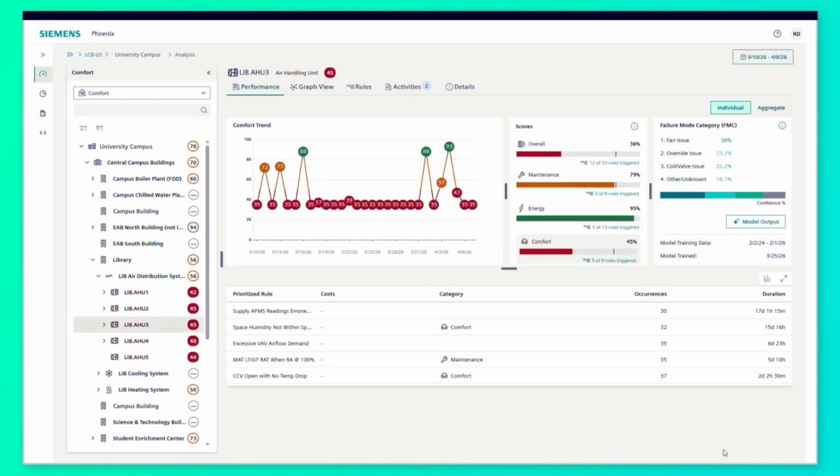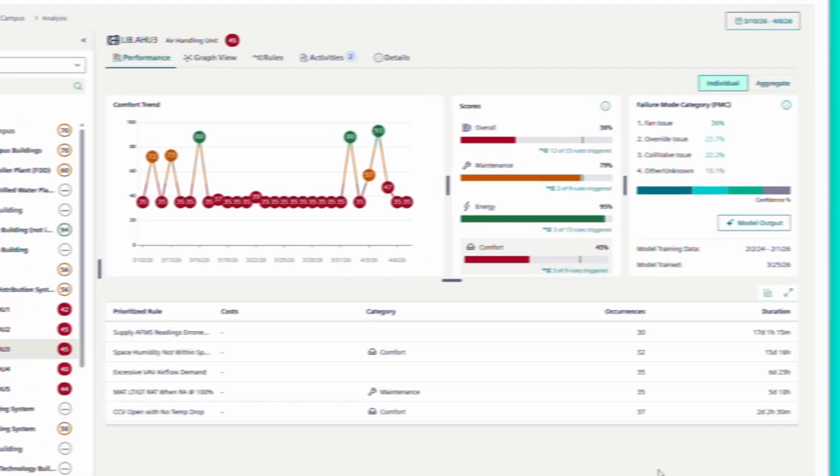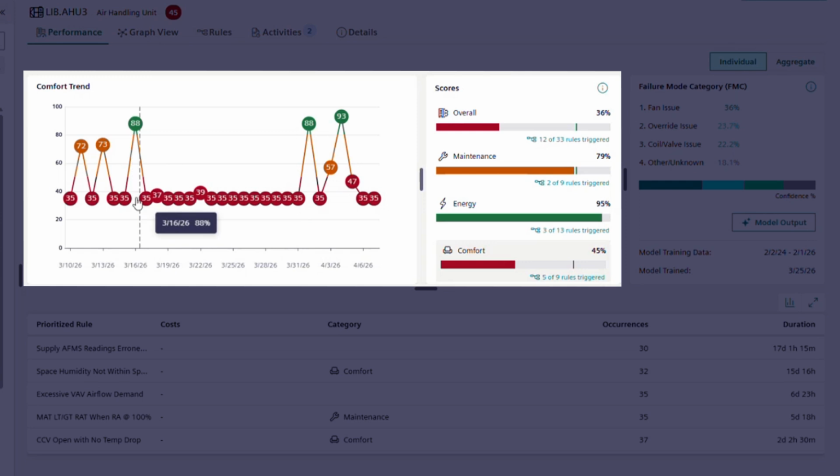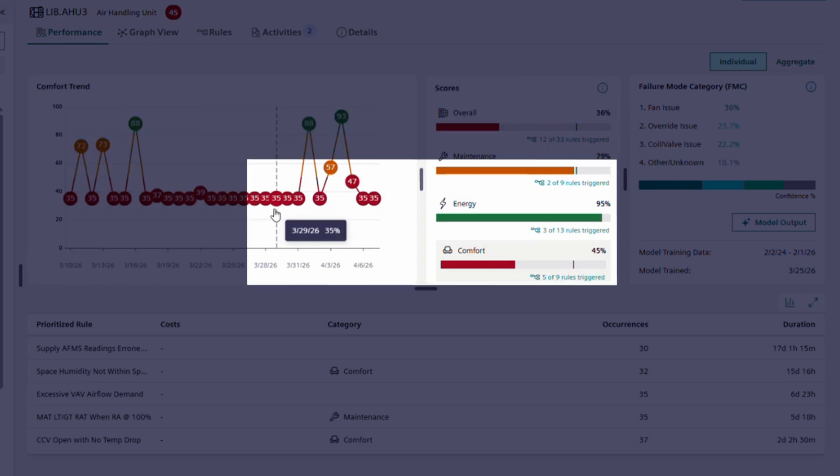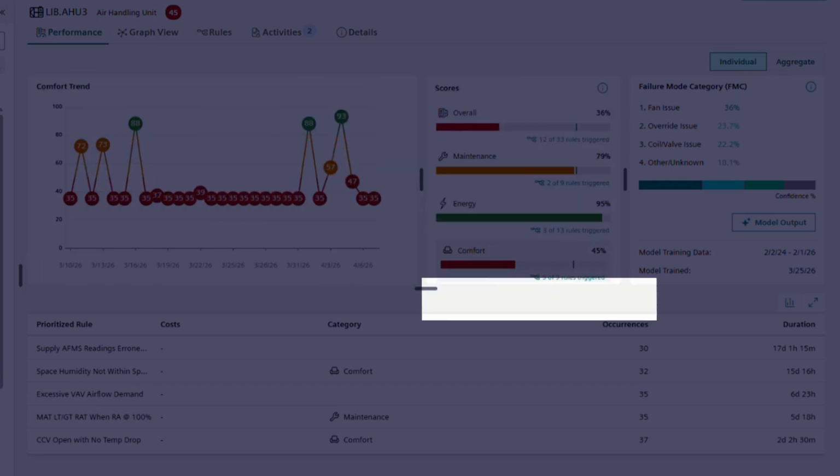Here we have a full overview of this AHU's history. All significant events are displayed on a timeline, which are then scored by impact. You can also see the different rules that have triggered these events, as well as their duration.